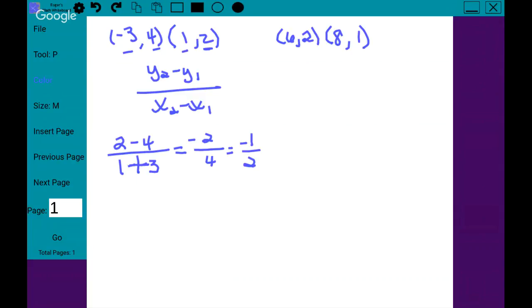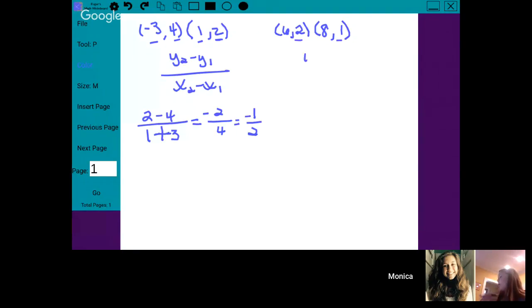Then over here, you're going to start with your y2 minus y1, so 1 minus 2, over x2 minus x1, okay? So 1 minus 2 is -1, and 8 minus 6 is 2, so that is also -1/2. So if your slopes are equal, what does that mean about your lines? Yep, that means they're parallel.